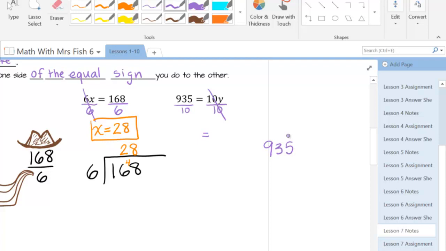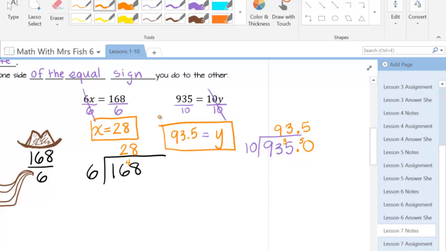I purposely made this one divided by 10 in the hopes that the students will pick up the little trick that comes when you divide by 10, 100, 1,000, those numbers that end in zeros. 10 goes into 93 9 times with 3 left over. 10 goes into 35 3 times with 5 left over. 10 goes into 50 5 times. Hopefully the students are going to see, oh, it's the exact same digits, it's just that there's a decimal in a different spot. Y equals 93.5. And that problem is done.